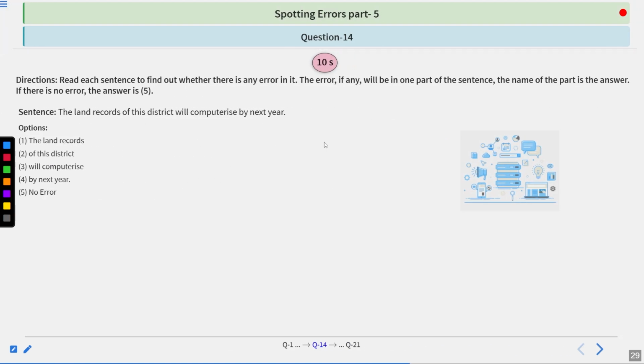The land records of these districts will computerize by next year. Options are given below. You have 10 seconds to spot the error.